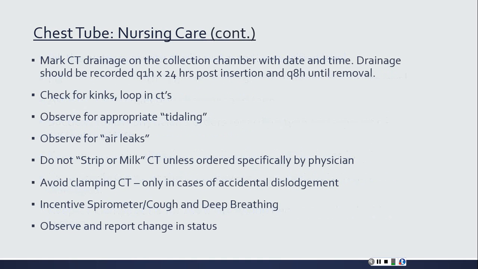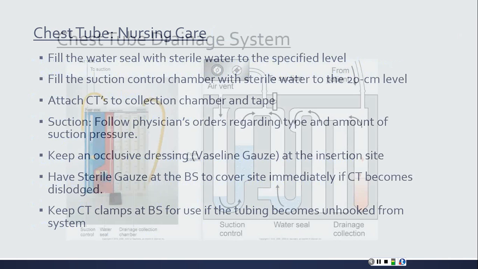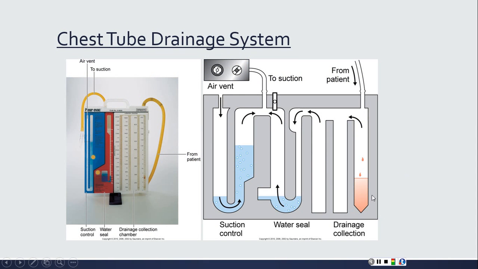All right. Other things, you want to mark the chest tube drainage on the collection chamber with the date and time. Drainage should be recorded every hour for 24 hours post-op or post-insertion, and every 8 hours until removal. So if you look back here at our system, they've got numbers, volume units that you can see on the side as it goes up. So you're going to mark the drainage level. For 24 hours, you're going to mark it every hour. This is usually because during that first 24 hours, they're probably going to put out the most drainage, so we're going to monitor that closely.